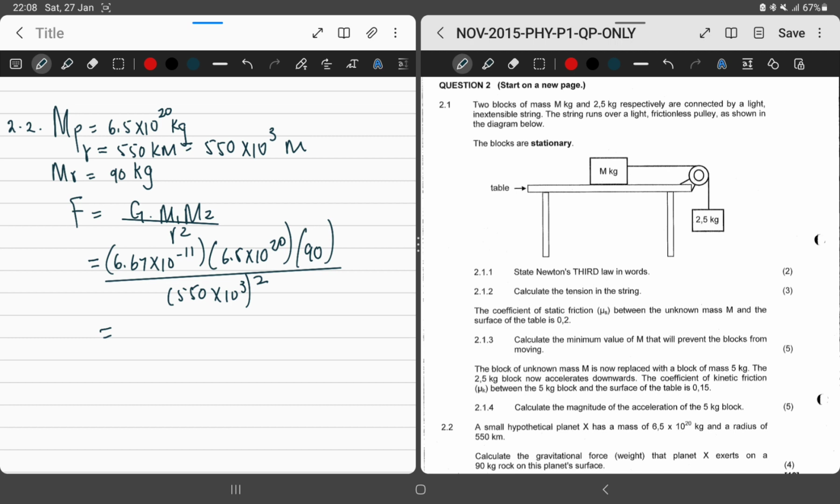Okay, so I'm getting 12.899. This is 13.0 newtons.